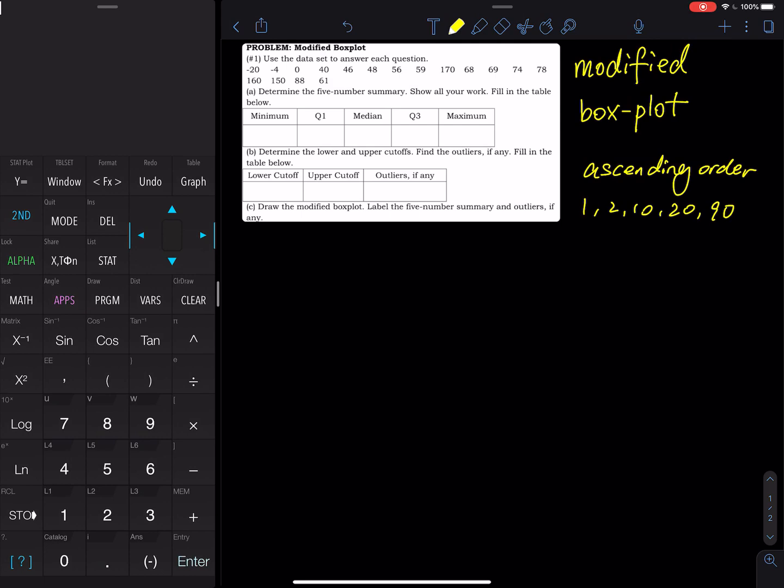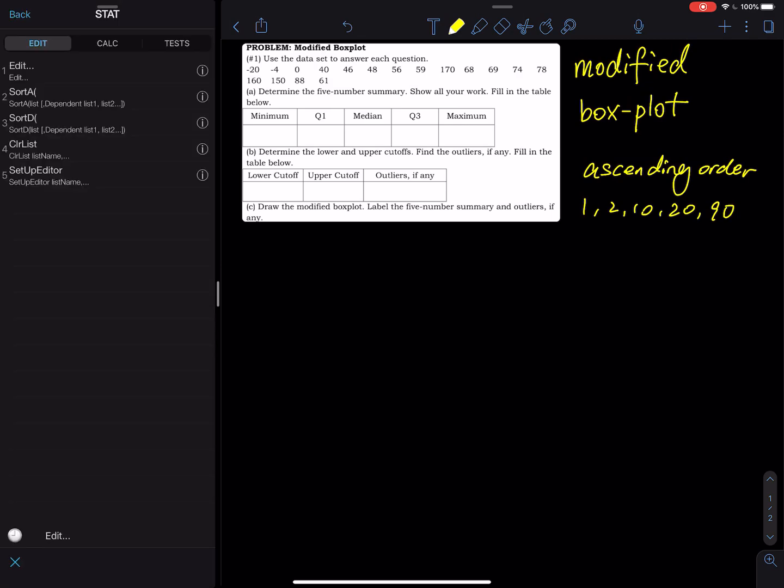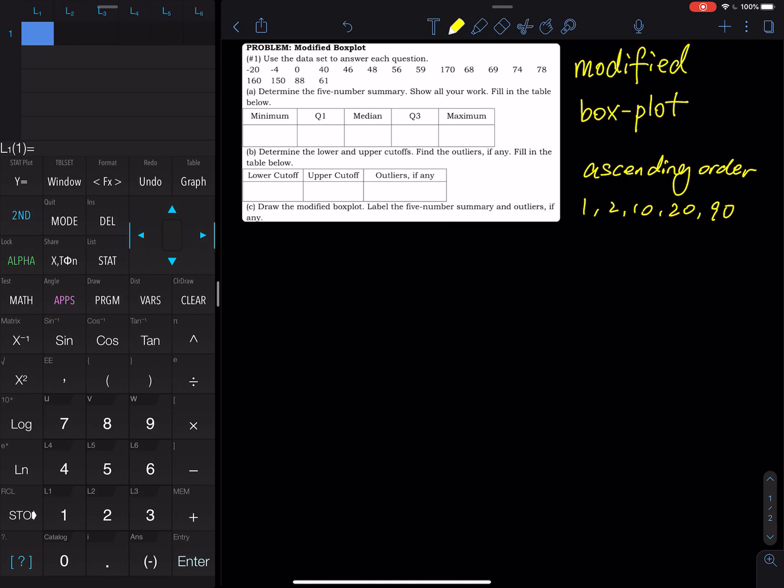So let me go over the technology part. To do this, first you have to enter the data into your graphing calculator. This works for a graphing calculator only. If you have a scientific calculator, the one that doesn't allow you to graph, that is not going to work. So we have to go to stat. You hit the stat key and then you hit edit, the first option. And then you see that you have 6 lists, right? So we are going to put the data in L1, which is this one.